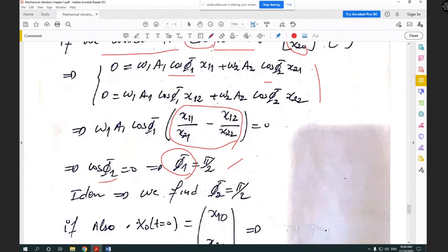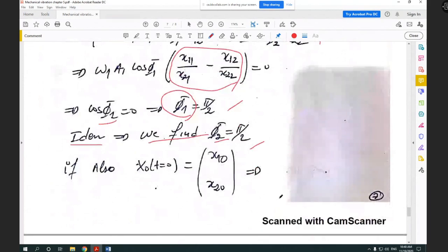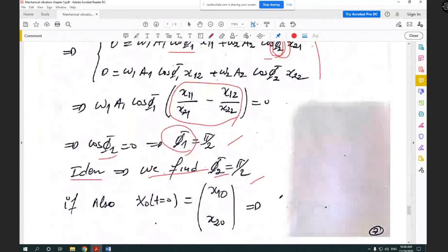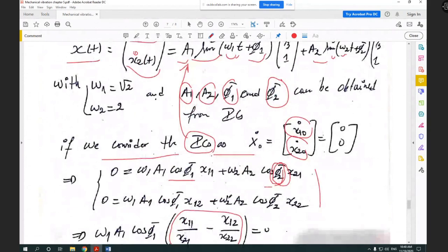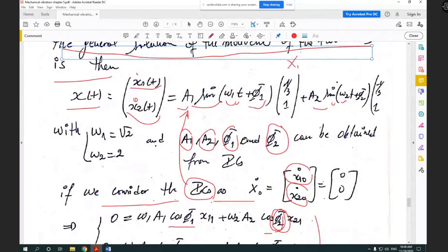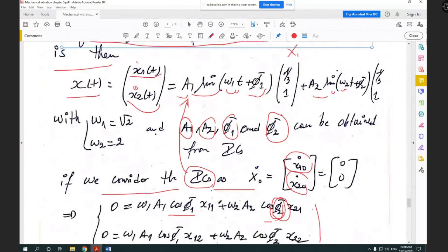Okay, we can replace phi 1 here, and we can evaluate exactly in the same manner mathematically. So what does that mean? It means that in the same way we find phi 2 equals pi over 2. Okay, that is for phi 1 and phi 2. As for A1 and A2, we have to apply the solution on the initial position now.